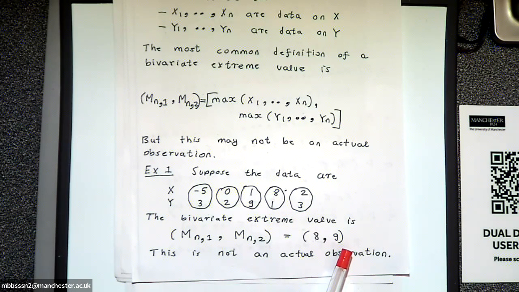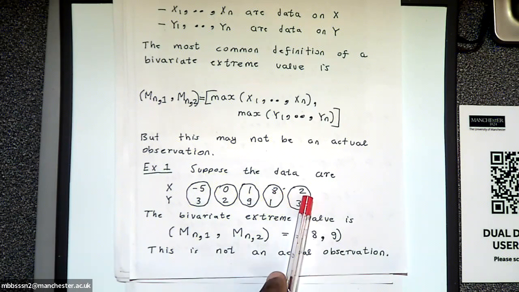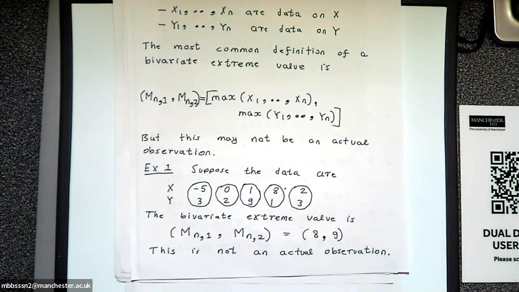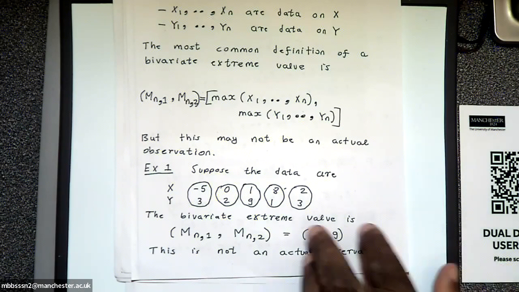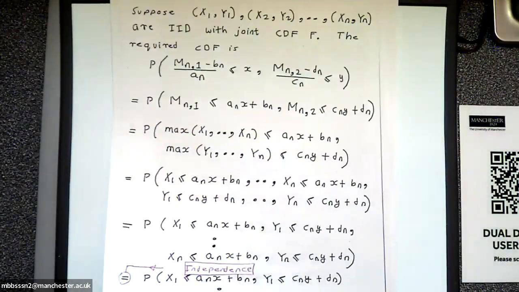It's not an actual observation because, as you can see, the observations are -5, 3, 0, 2, 1, 9, 8, 1, and 2, 3. And 8, 9 is clearly not one of the observations. So that's the main weakness of this definition. The bivariate extreme value may not be an actual observation of the data, whereas in the univariate case, it must always be an observation. So that's a weakness, but nevertheless, that's the most common definition.